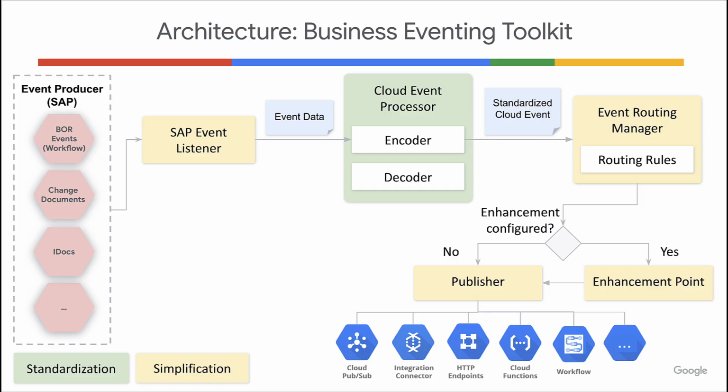Crucially, we also have an enhancement point. Before an event is published to Google Cloud, you have an option to modify or enrich its payload using your own custom logic. This allows you to add valuable context or tailor the data as per your specific downstream applications.